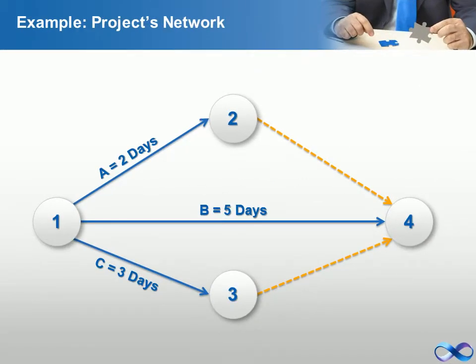The project network with activities A, B, and C in duration is shown. Activity A has 3 days of slack, and activity C has 2 days of slack. Assume activity A has 2 workers, B has 4 workers, and C has 2 workers.